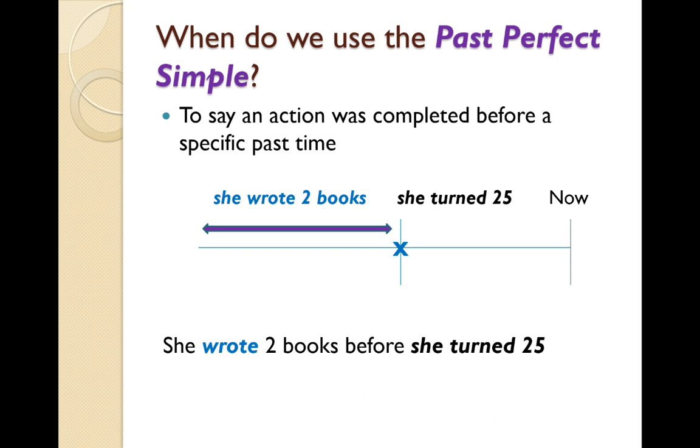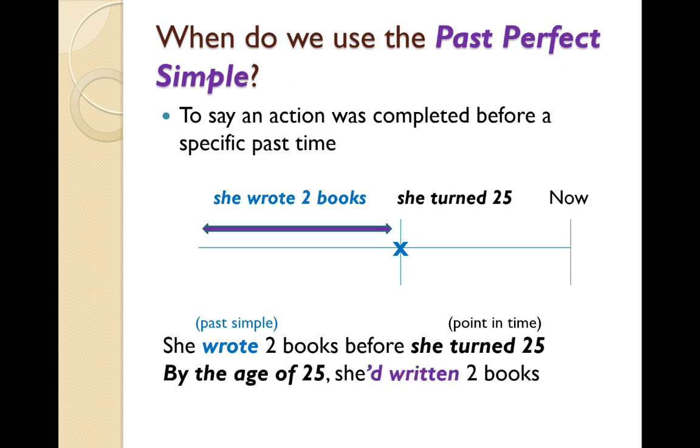Here, the order of events is clear, and we use the past simple and then the point in time. But if we start with the point in time, by the age of 25, she'd written 2 books. Here we use the past perfect to show that the action of writing 2 books actually happened before the age of 25.